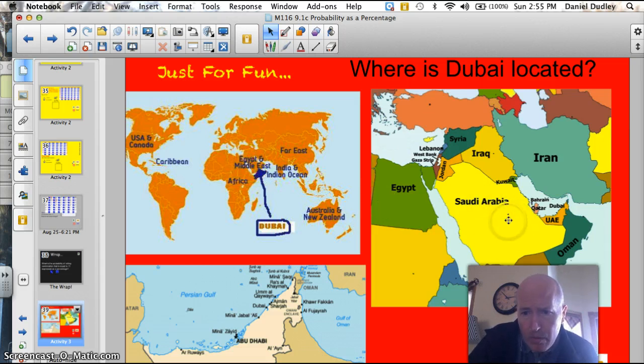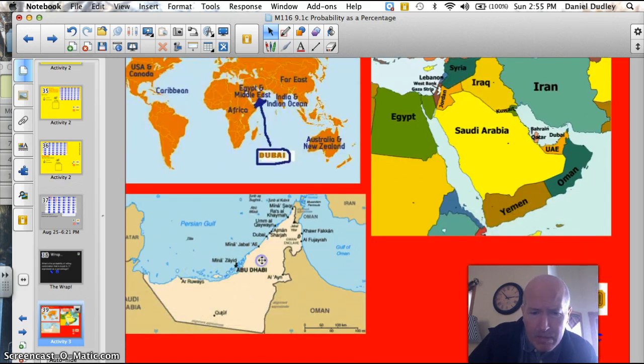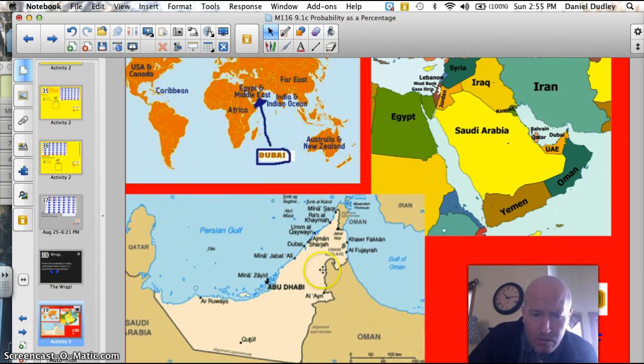Then here's a blow-up of the Middle East, and here's the United Arab Emirates right down here, kind of in the corner here by Iran. And there's Dubai, a little right there. You can see where it says Dubai. And then if I blow that up into this map here, you'll see that Dubai is located right here within the United Arab Emirates, right there. So if you want to travel to Dubai, you got a long plane ride. But I heard it's beautiful.